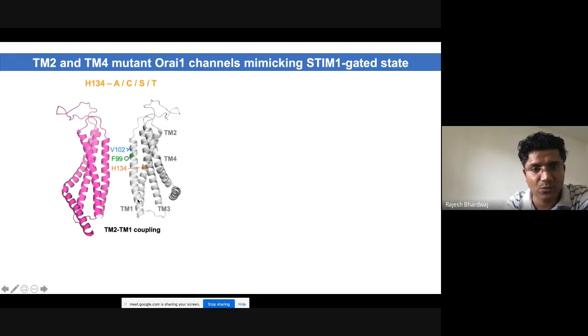So the transmembrane 1 domain of the ORI protein, which has 4 transmembrane domains, forms the pore of the channel. So 6 such subunits of ORI channels come together to form the pore of the channel. Just for simplicity, only 2 subunits are shown here.